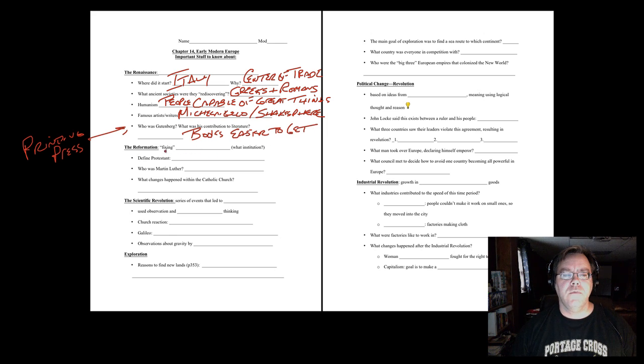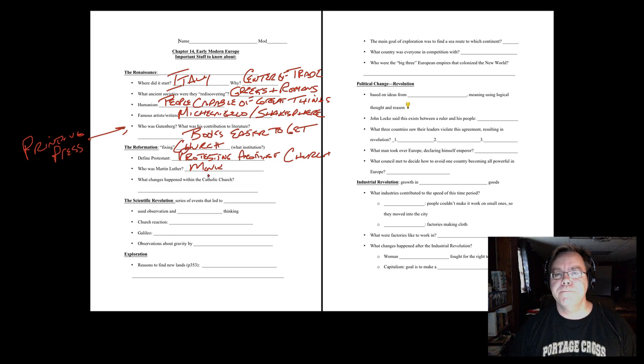The Reformation was trying to fix which institution? The church, the Catholic Church specifically, but define Protestant. Protestant was someone that was protesting against the church. Who was Martin Luther? Martin Luther was a monk, and if you remember, he nailed his objections to the church, the things he thought were wrong with the church, to the wall or to the door of his church in Germany.